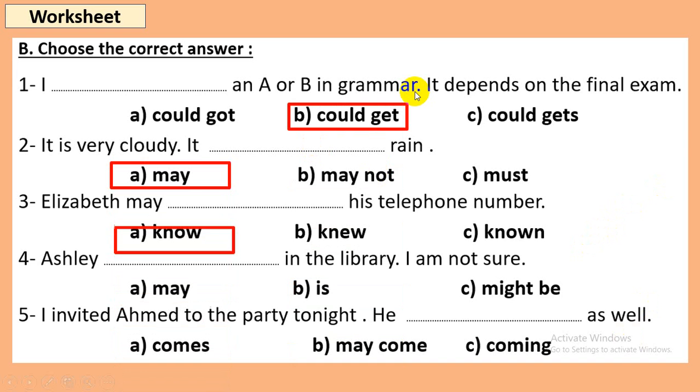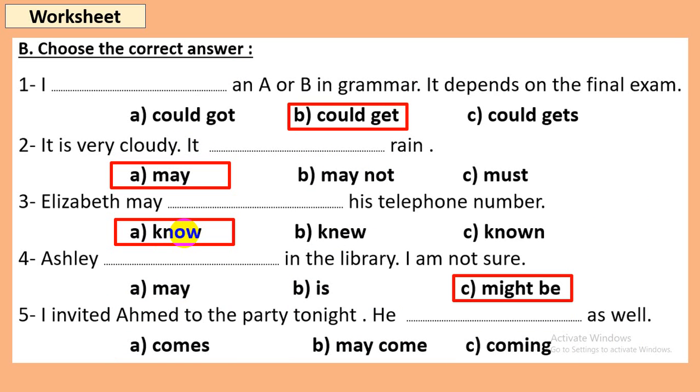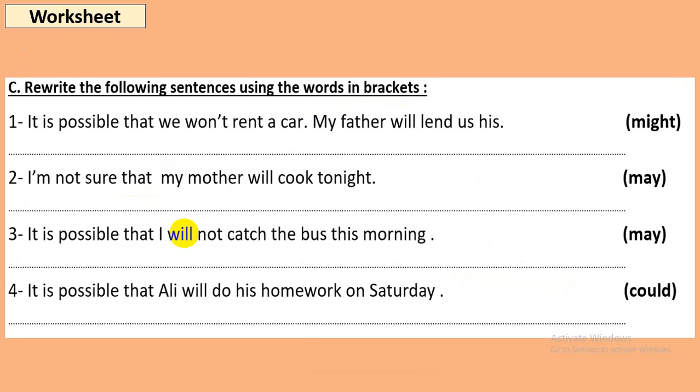Elizabeth may. No, excellent. The infinitive form of the verb. Ashley might be in the library. Excellent. Might be in the library. Invite Ahmed to the party tonight. He may come. Excellent. Continue here.